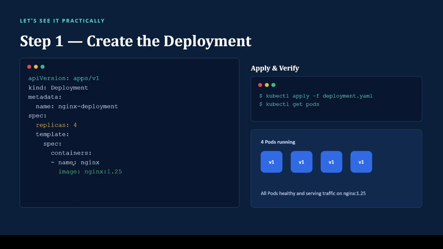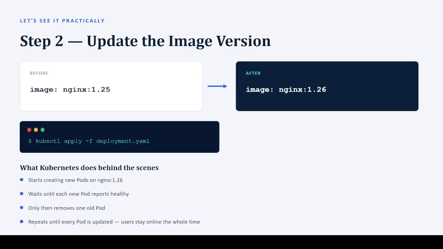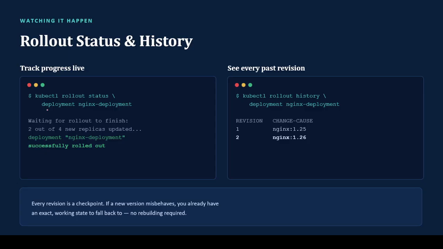Now we'll create a deployment. I will be using the same deployment which we used in our previous class. Here we'll run Nginx version 1.25, then update it to version 1.26, and also see what happens behind the scenes using the command kubectl rollout status deployment and the deployment name. Let's begin.